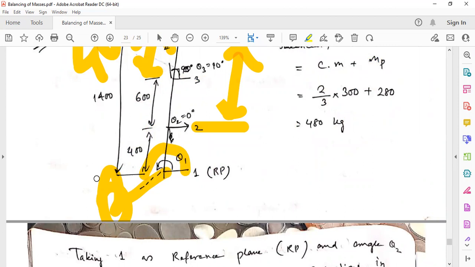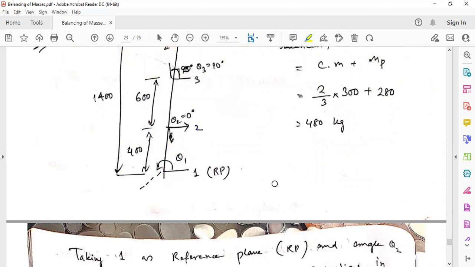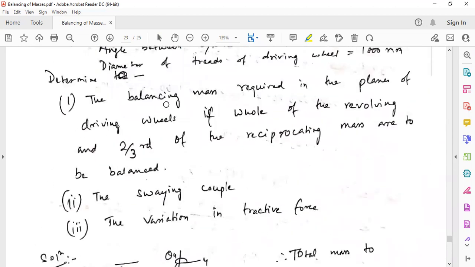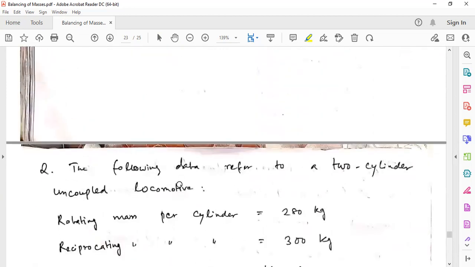So M1 value is 178.7 and the radius is 620 given in the question. So we have found both the balance masses, by balancing 2/3 of reciprocating mass. The first question answer is done. Next two parts can be found using the formulas.